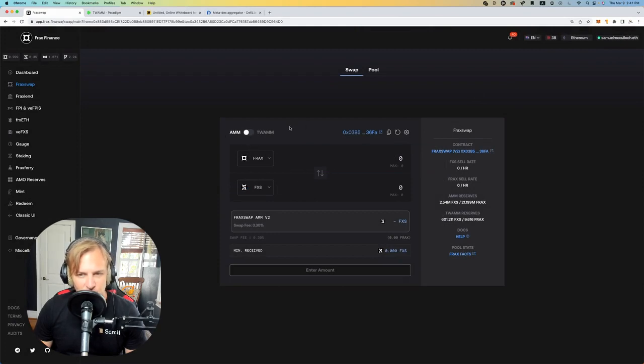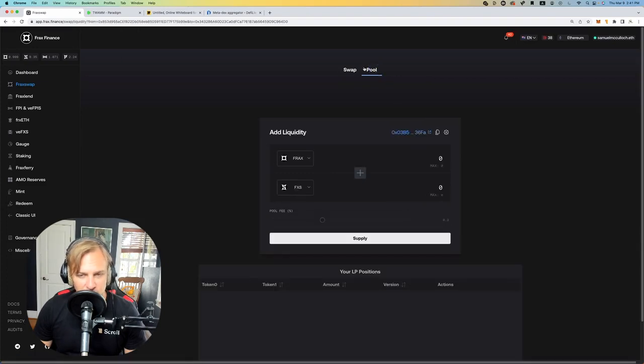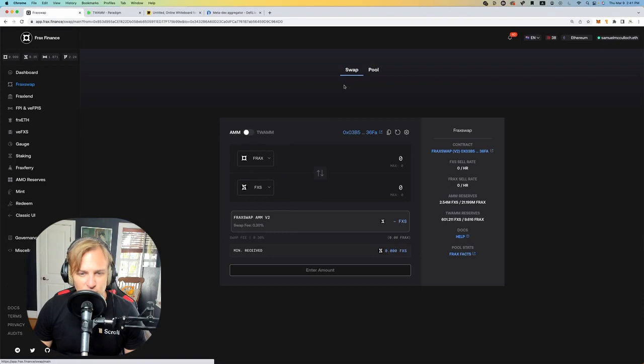The first thing that I'm going to look at is either Swap or Pool up here at the top. Swap allows you to trade assets back and forth, like Frax or Frax Shares. It's a simple swap function. Pool is going to be adding liquidity for different pairs. Let's start with the swap page.